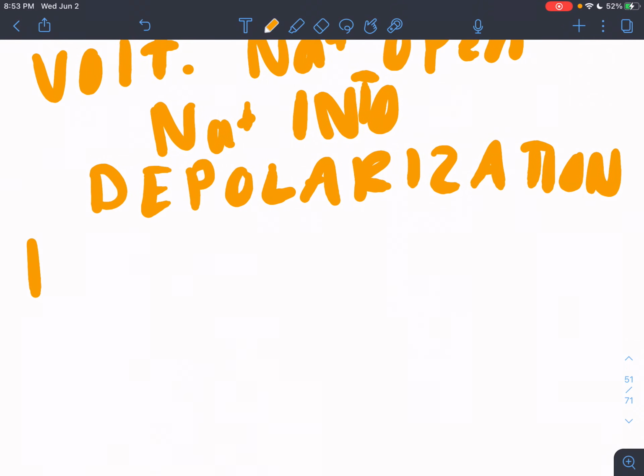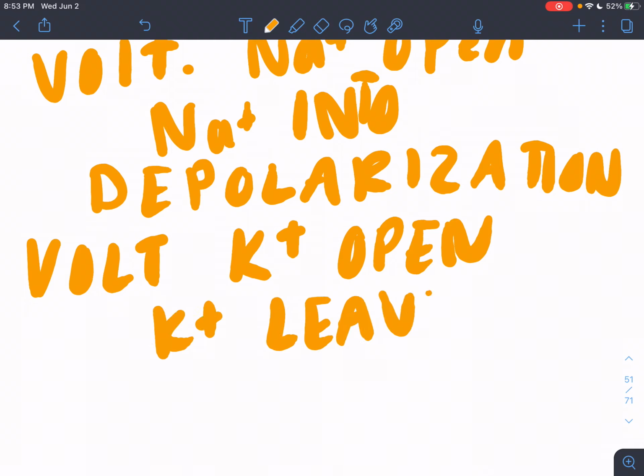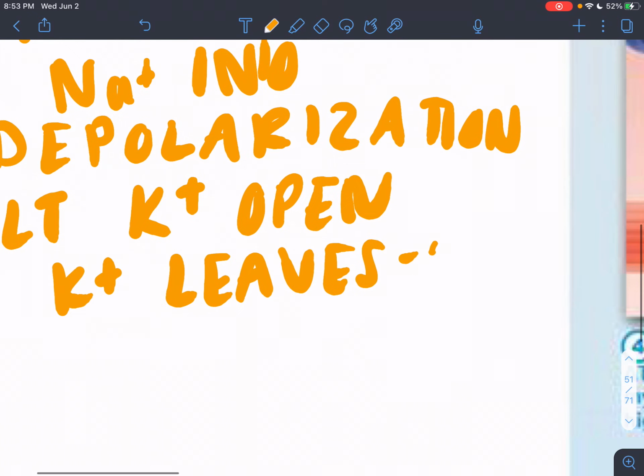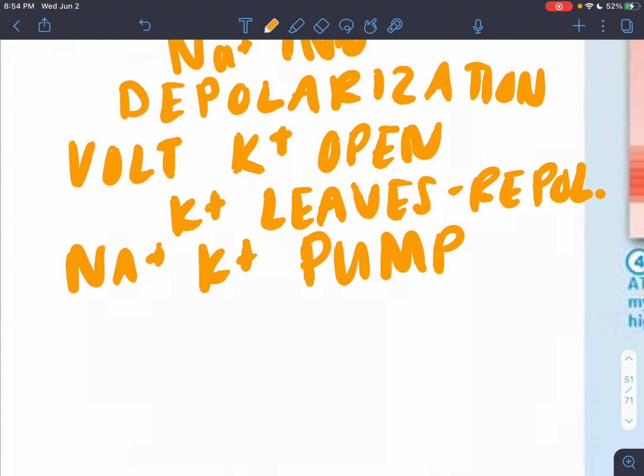After that, you're going to have voltage-gated potassium channels open. Potassium leaves, which repolarizes, which is going to also lead to the sodium-potassium pump, right? Getting back to resting membrane potential. Okay, but this depolarization is going to propagate.